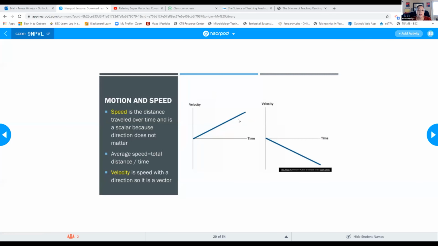Okay, so that one was related to the competency dealing with speed. With that one, you had to know the term position, you've got to know distance, you've got to know displacement, and also scalar and vector. A scalar quantity is a number that doesn't have a direction, and a vector is a number that does have a direction.